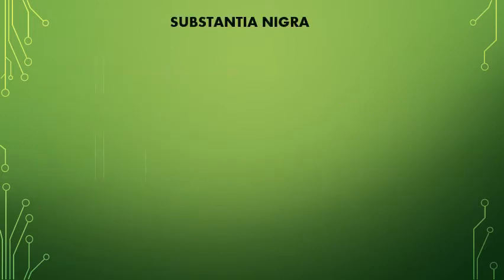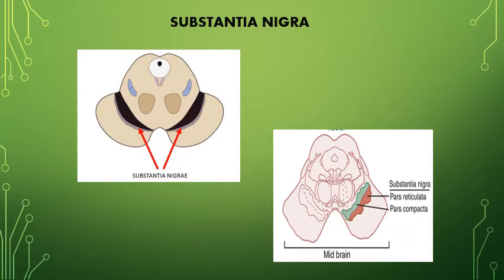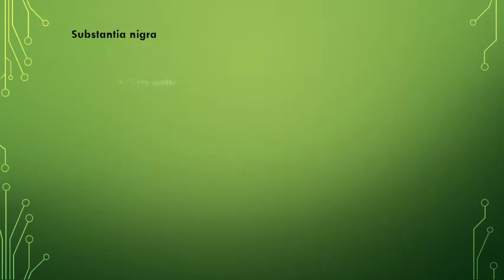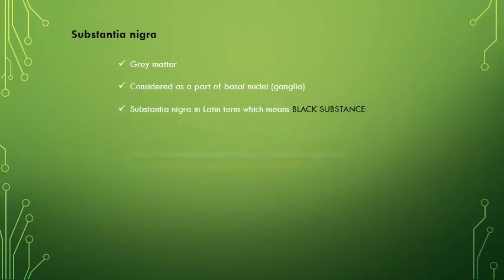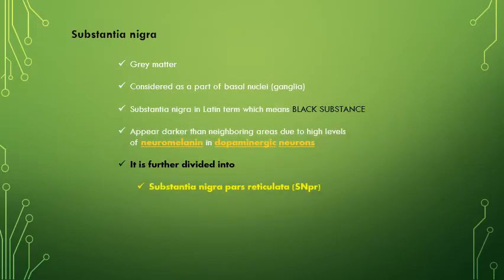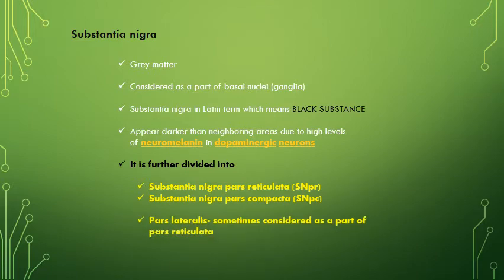Next, the substantia nigra is a very important structure which deals with the secretion of dopamine. It is further divided into pars reticulata and pars compacta. The substantia nigra is the grey matter of the midbrain, which is considered a part of the basal nuclei or basal ganglia. It is an important structure of the midbrain, but it is considered part of the basal ganglia.